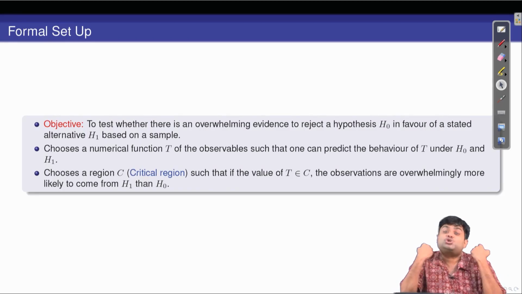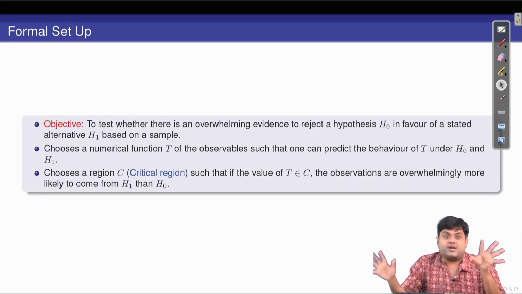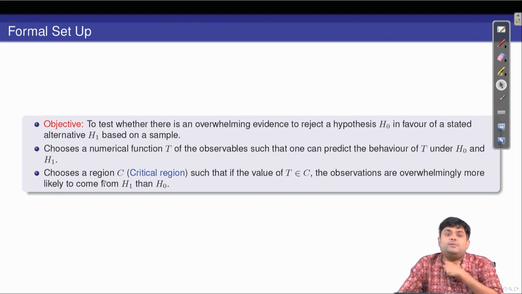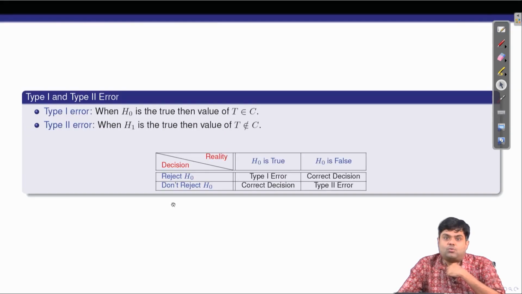If it is extremely unlikely, then only you reject the null hypothesis in favor of the alternate, and only if it is more likely to take that value under the alternate. So, the goal is to choose a critical region or rejection region such that if the value is in this region, the observations are overwhelmingly more likely to come from H1 than H0.